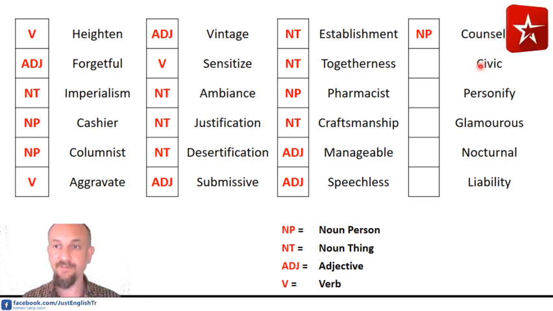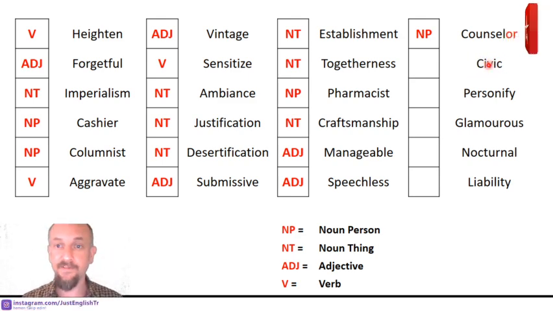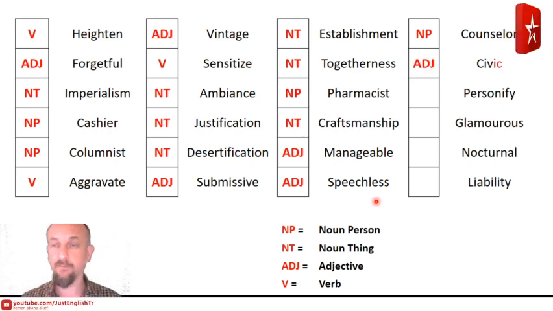Then here we have civic. Yep, well done, everybody. Good job. And here we have civic. It's got dark all of a sudden, huh? We have civic here. So is civic going to be a noun person, thing, adjective, or a verb? Noun thing. Very good, Jada. Oh, no. Sorry, Kerim Ali. Adjective. Well done.